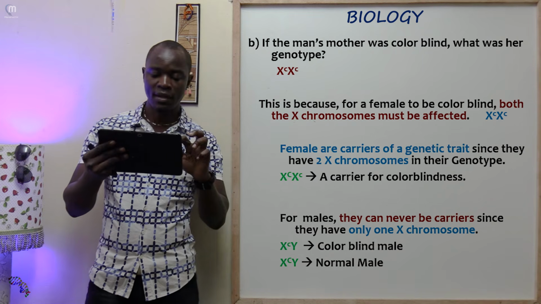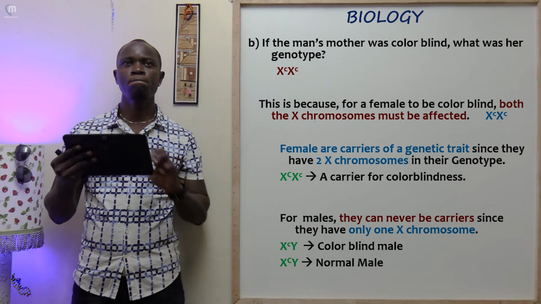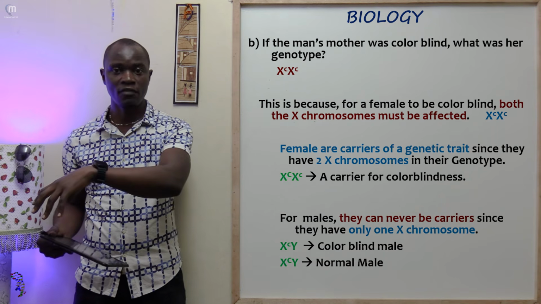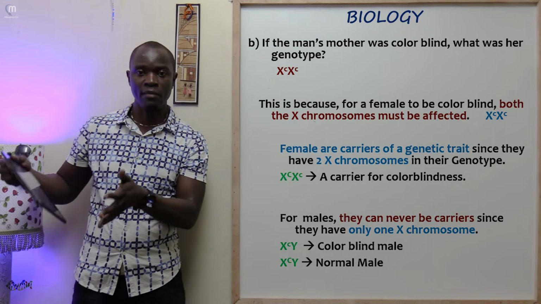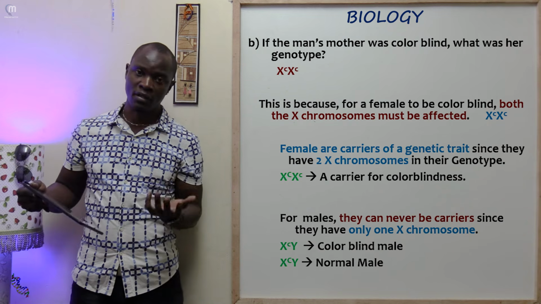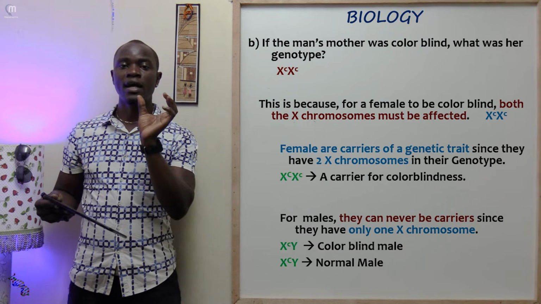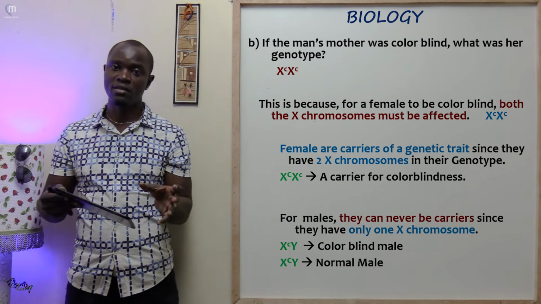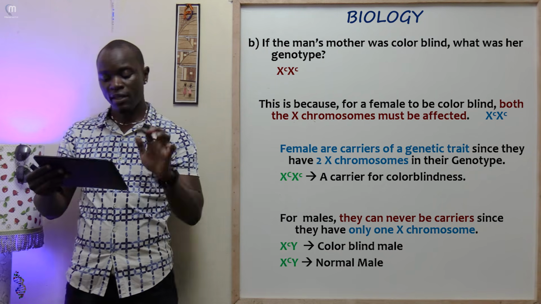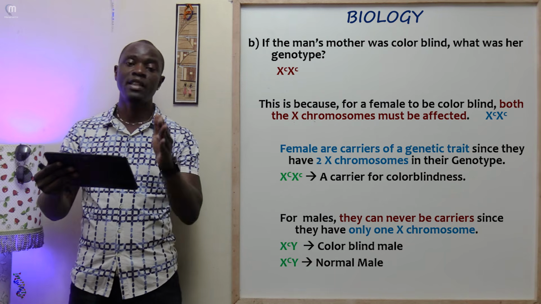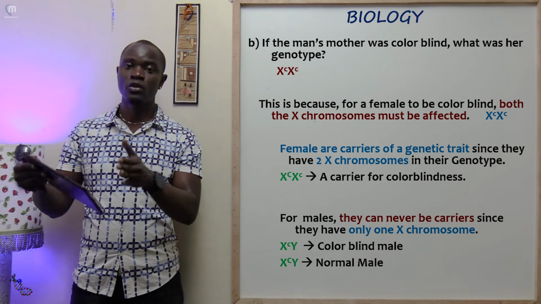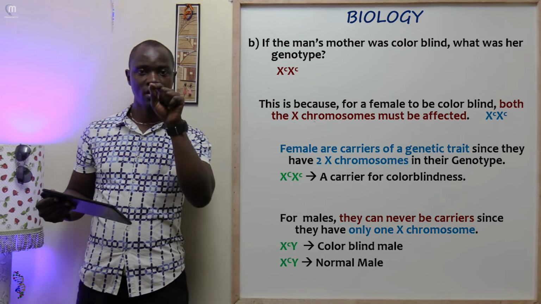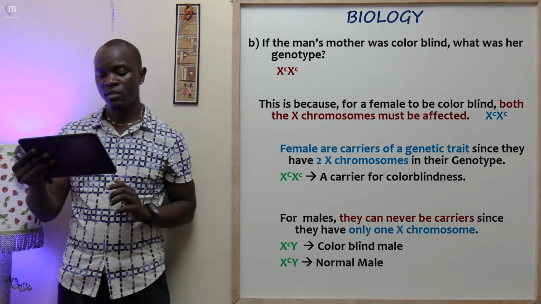So if the man's mother was colorblind, it will mean that the mother was colorblind herself. Remember, a mother is a female. For females, they can only be colorblind if all the X chromosomes are affected. They can be carriers if only one X chromosome is affected. But in this case, we are being told the man's mother was colorblind, and a mother is a female. So for females to be colorblind, all X must be affected. That's why the answer to this will be X small c and X small c, to mean that all chromosomes are affected.